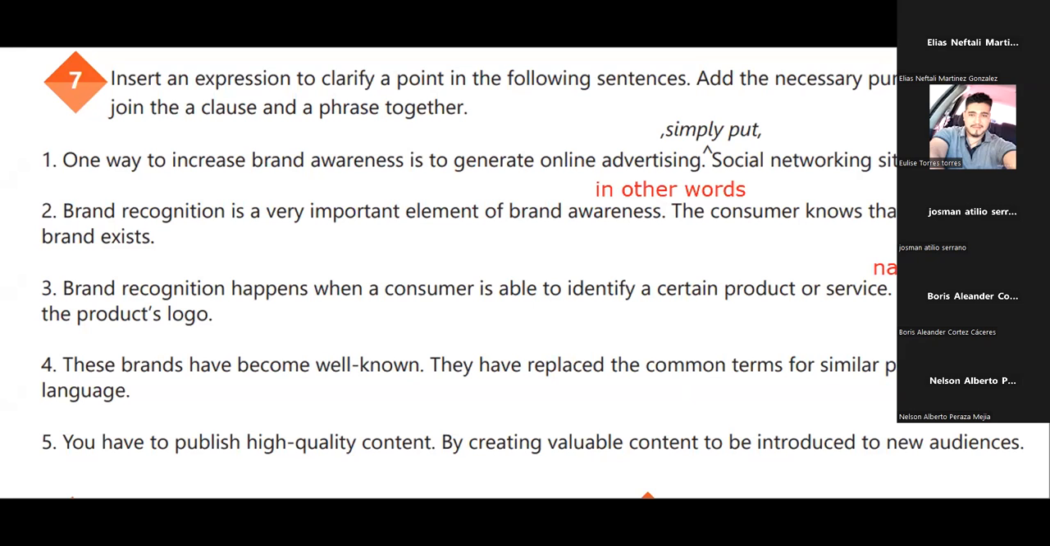These brands have become well-known. They have replaced the common, therefore similar product in our language. Okay. And what's the phrase that goes well right here?